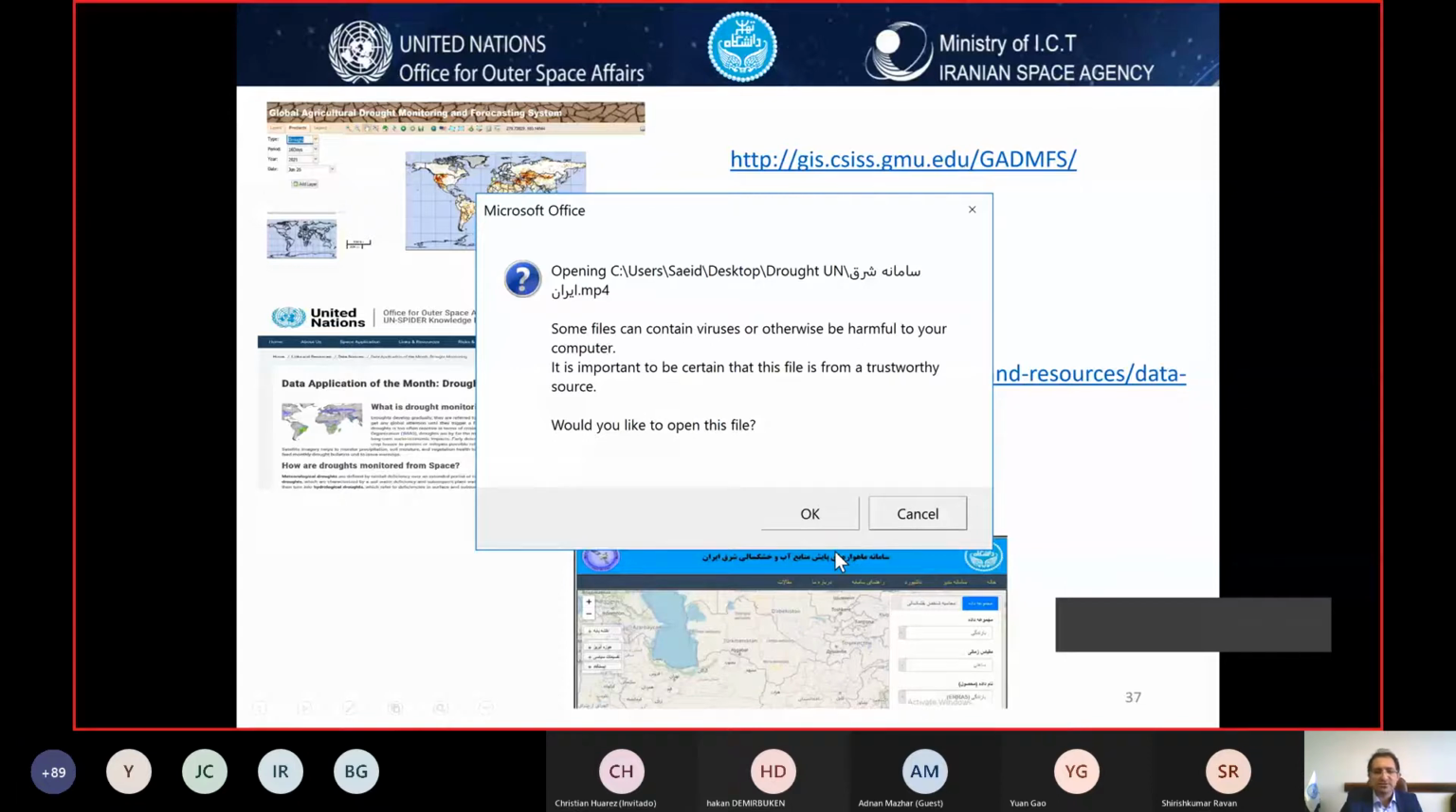You can download this data, or you can get the result for each pixel, the time series analysis of each pixel, or even extract each part by the shapefile of your region of interest. Here you can see the time series of the SPI and also other indices, VHI, TCI, and SPI.